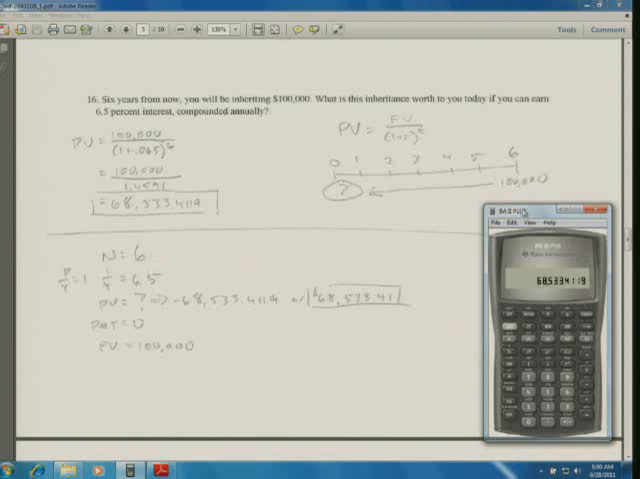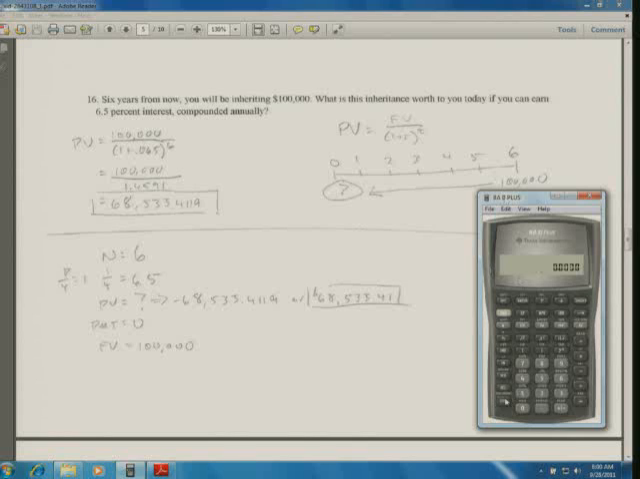Okay, now let's get at that with the time value keys. That's using the algebra. So I'm going to clear that out and start the same way we do every time. Second, clear TVM. So it clears out anything we have stored in those time value keys. We'll start with N, which is 6 years. So we type 6 and then N. Our interest rate is 6.5. And again, our calculator is smart. It knows for I over Y that it's an interest rate. So we can do 6.5 instead of 0.065. So do 6.5, press the I over Y key to store it in there.